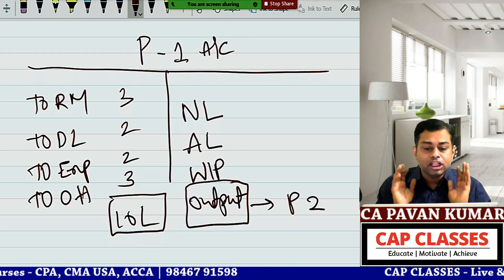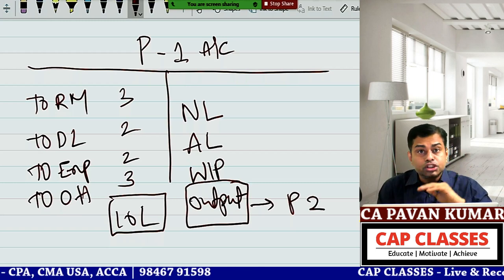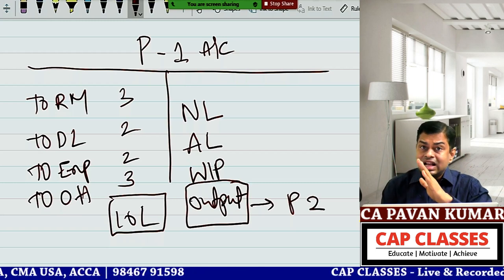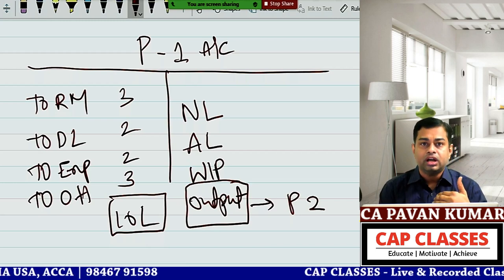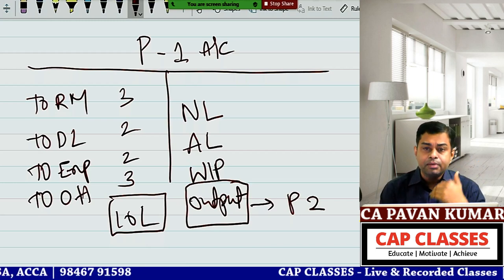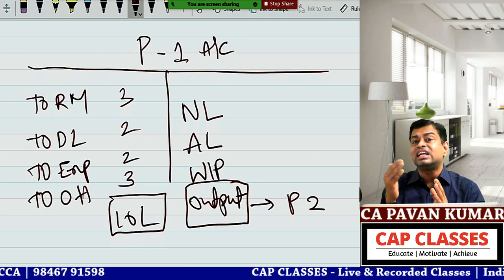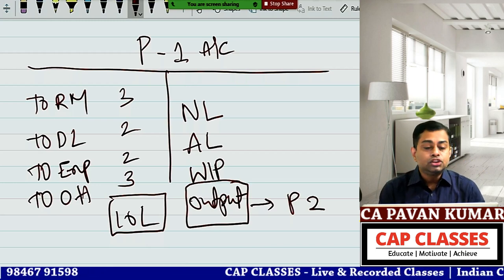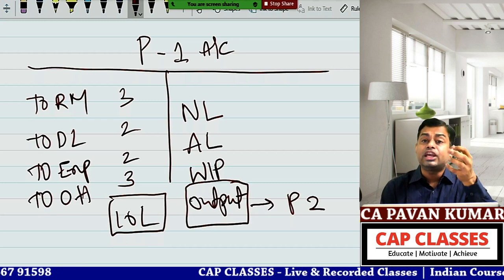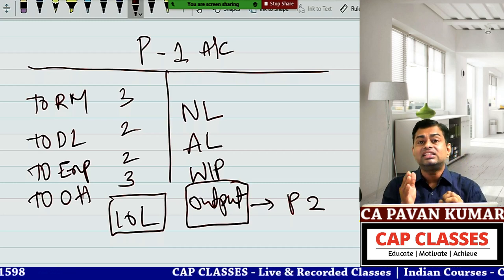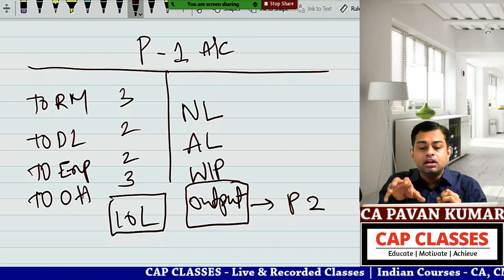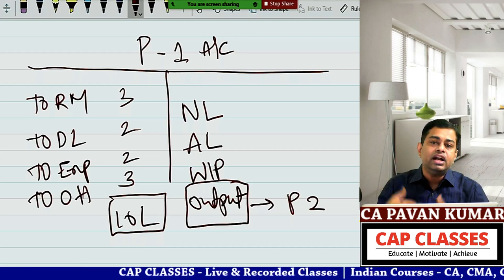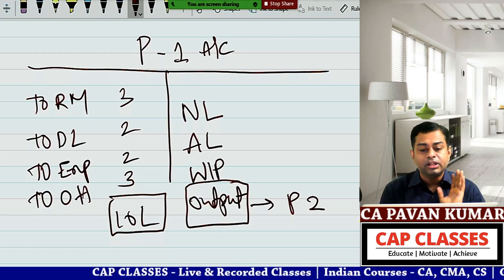Till this you remember the story. So this is what we used to do in process costing. Left hand side input, right hand side results, outputs. So on the left hand side cost will be accumulated, and on the right hand side cost will be apportioned to abnormal loss, work in progress and output. So this is our normal story.